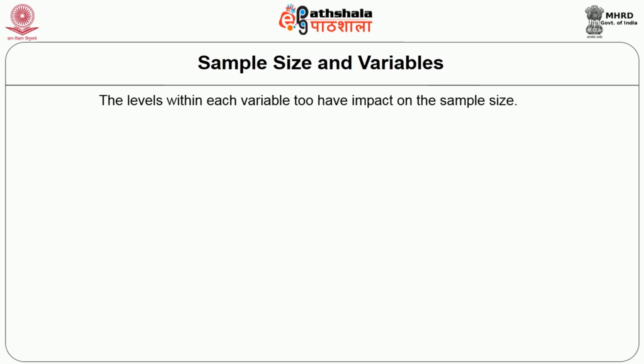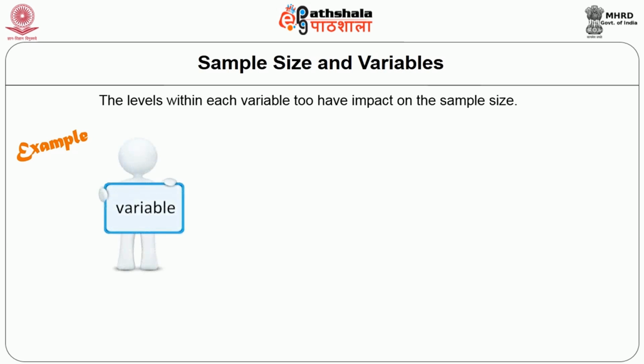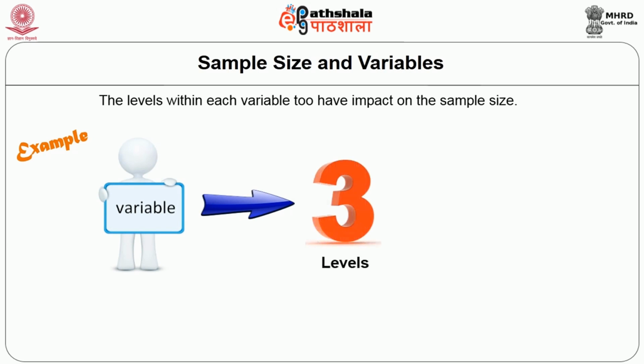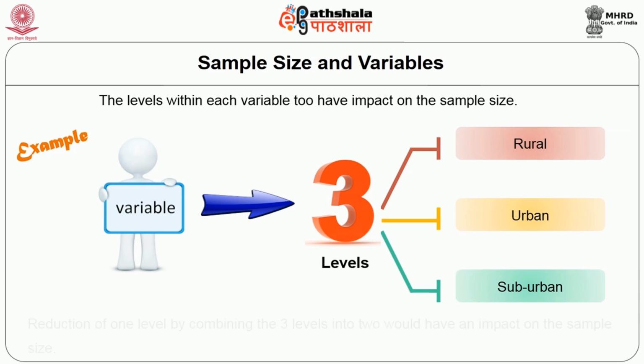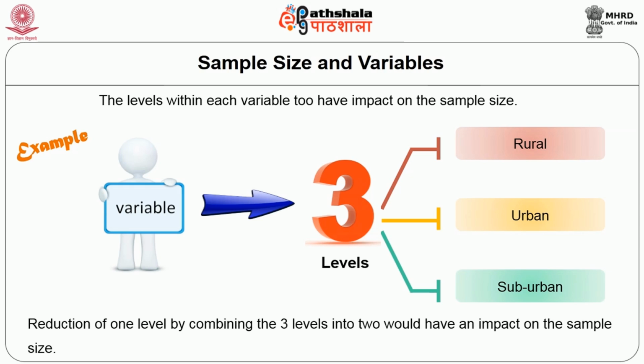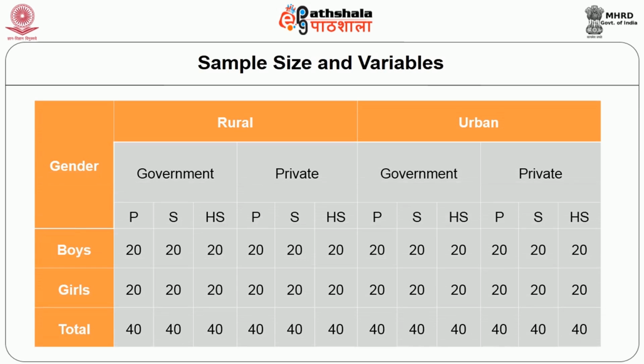The levels within each variable too have impact on the sample size. For example, the variable locality has 3 levels, namely rural, urban and suburban. Reduction of one level by combining the 3 levels into 2 would have an impact on the sample size. The design after leaving out the variable suburban may be redesigned as shown in table 2.